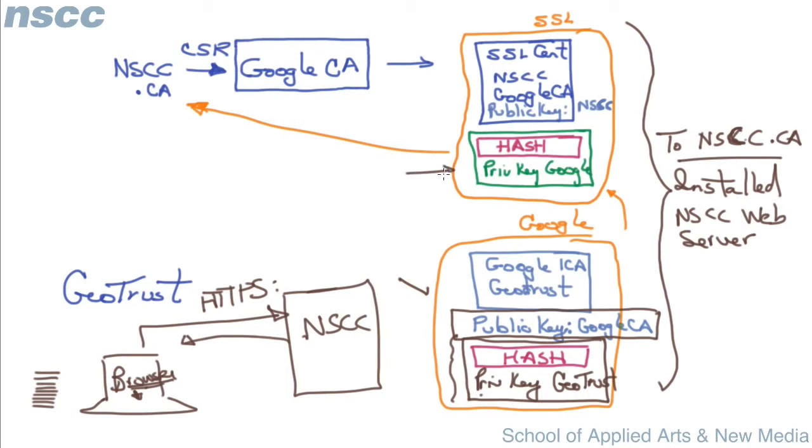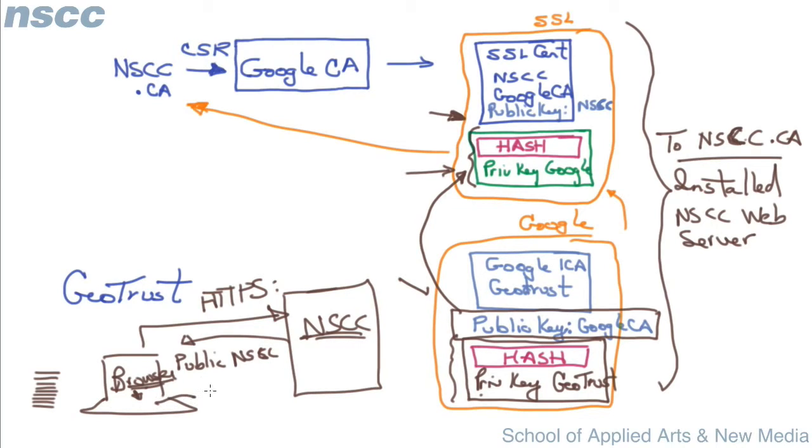Now it looks at the SSL certificate that comes back from NSCC. It uses the public key down here to decrypt this hash. It checks that the certificate was not altered, and it says, okay, Google has signed this SSL certificate. Since I trust the root CA GeoTrust, and since GeoTrust trusts Google, and Google trusts this certificate, therefore this browser accepts the certificate from NSCC, and it gets the public key from NSCC.